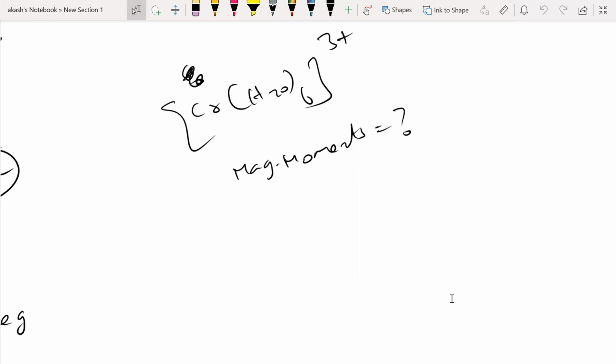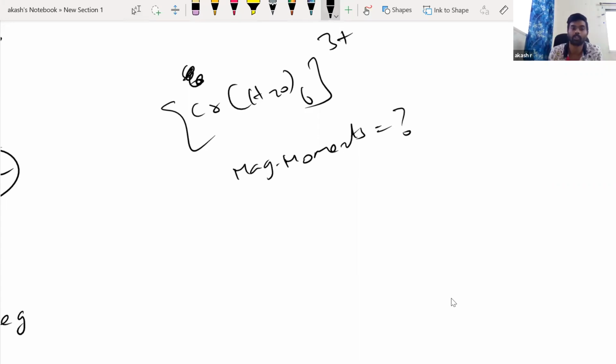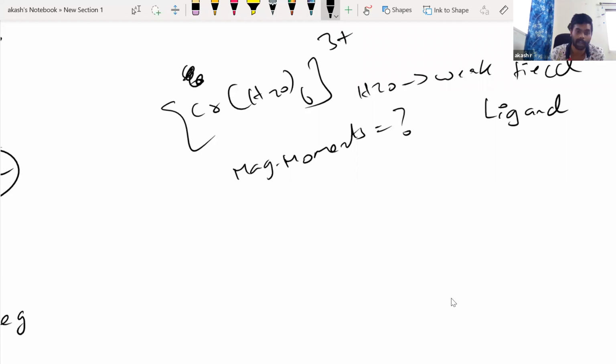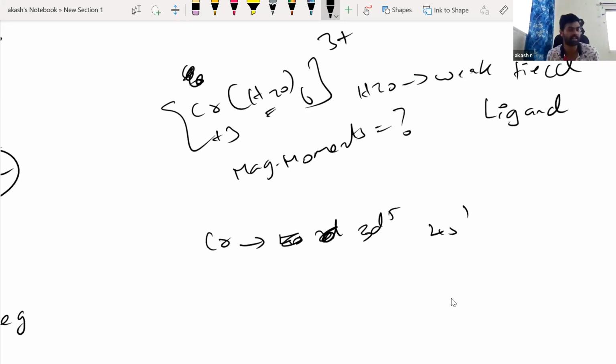So it's chromium. First, H2O is a weak field ligand. That is the first thing you will notice. Now we have Cr, and it's +3 oxidation state because H2O doesn't have any charge, it is a neutral ligand. Cr is actually going to be 3d5 4s1. This is how we write generally. It should actually be 3d4 4s2, but for half-filled stability, we write it like this, 3d5 4s1. Okay, no issues.